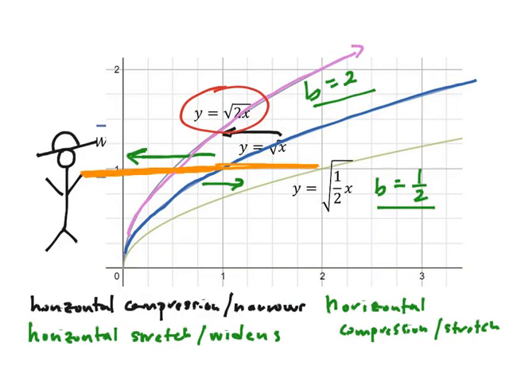Now, for the B value, his line is horizontal because he's standing upright. So when he reels it into himself, this line is going to be a horizontal compression. But when he lets it go, this line right here, that's him letting it go, is going to be a horizontal stretch. I hope you understand that.